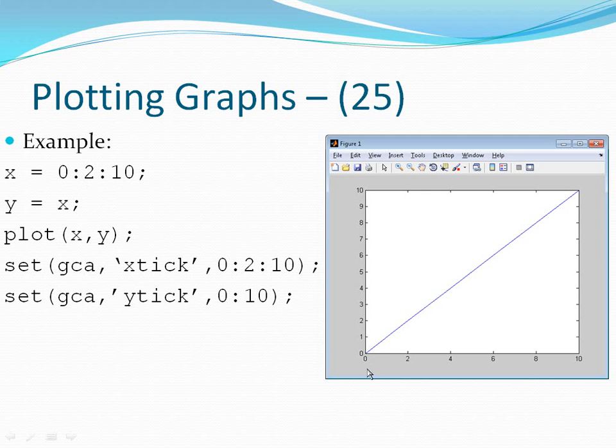You use the xtick command, and then for the y-axis, I want 0 to 10 in steps of 1 to occur. So 0, 1, 2, 3, up to 10, and you do that. So you can manually specify which values along the x and y-axis you want to show.